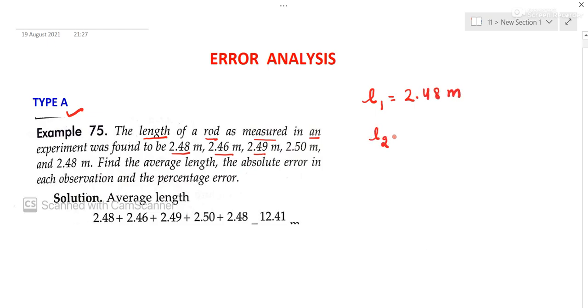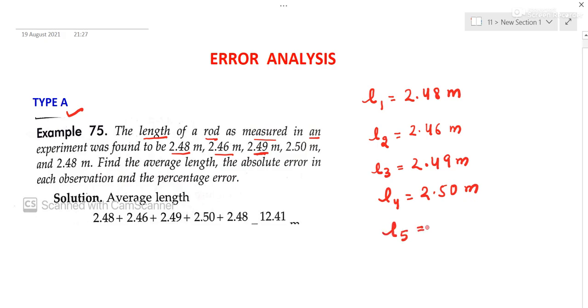Length measured for the second time. Similarly, the third value L3, the fourth value, and the fifth value. So note down the values properly, peacefully. Check.